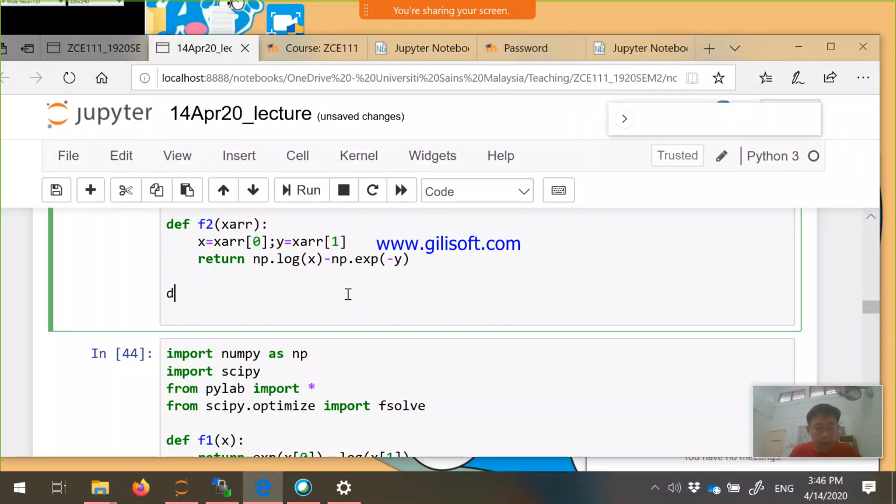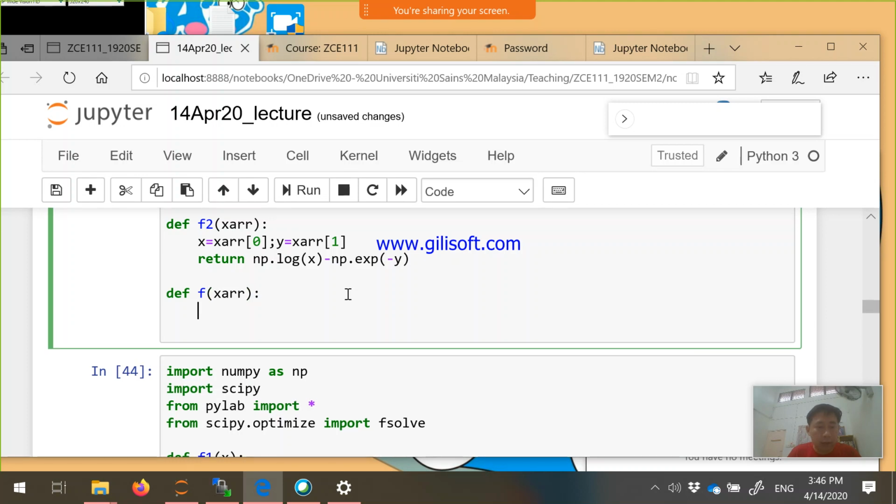Okay, so now I will define my function f. Again, it will admit the same variables of xarr, and then it will return two functions, f1 with xarr, and then f2 of xarr.